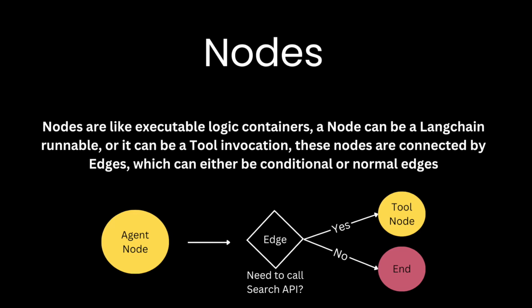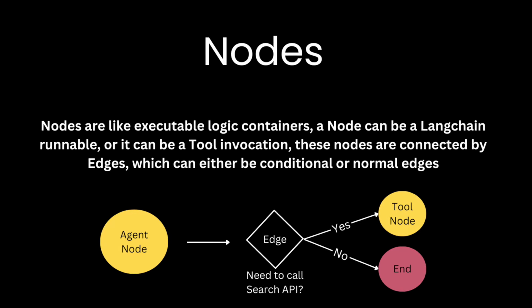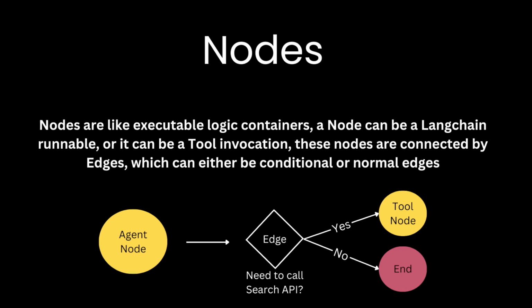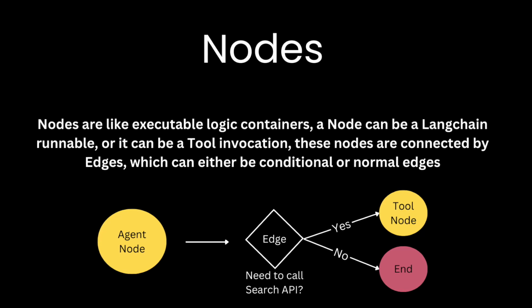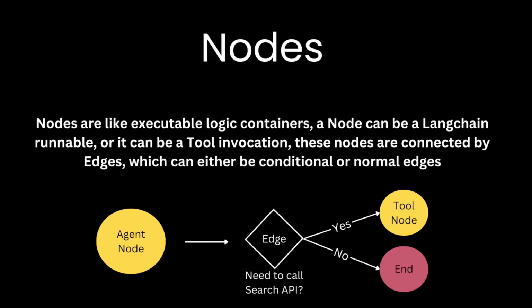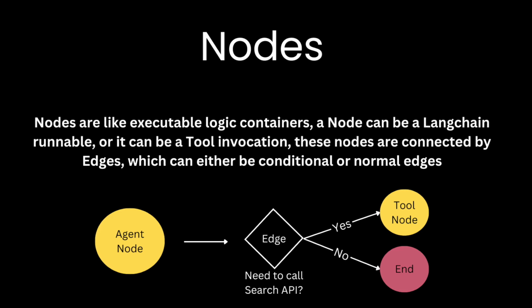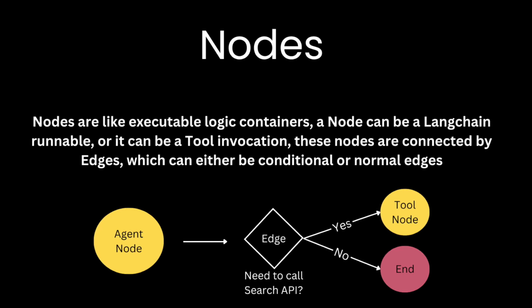So you could have a node that just generates articles. You can have a node that is calling a tool. So there are different nodes that you can build out, and you can build out multiple nodes and then start to connect them using what we call edges.